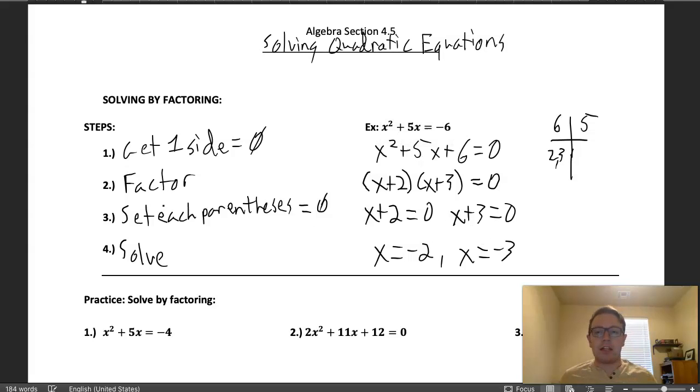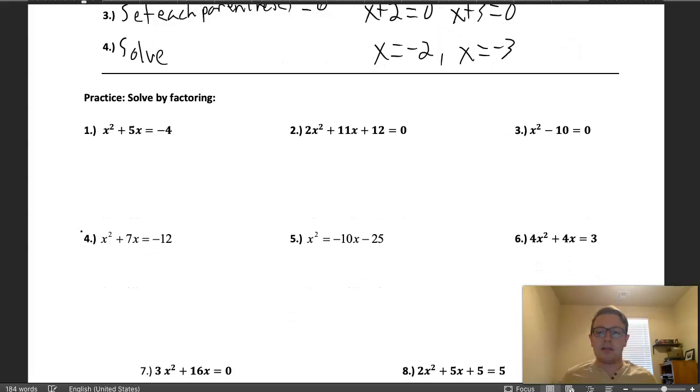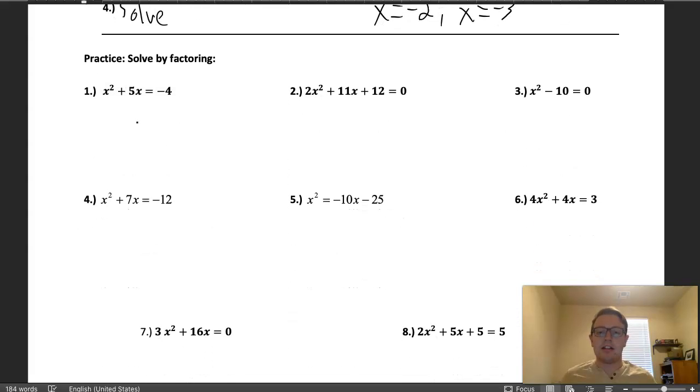Now this should be pretty familiar. We did cover this in Algebra 1, but we'll do some extra practice to make sure we get this. Starting off with problem 1. I'll go ahead and do this one.